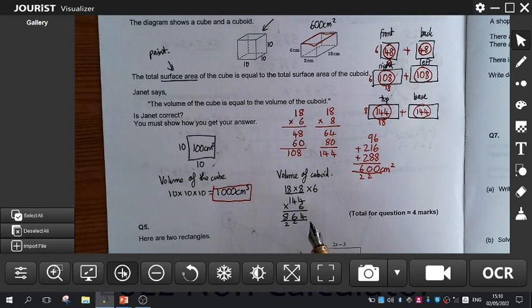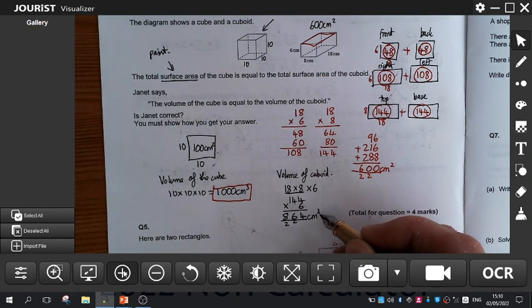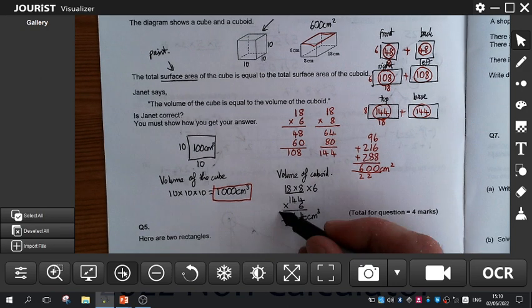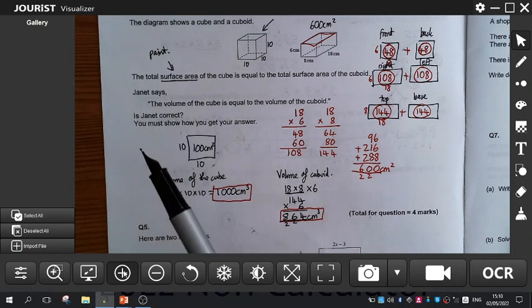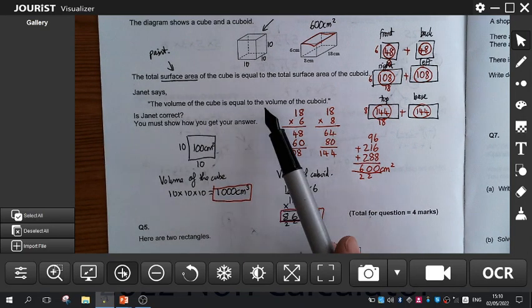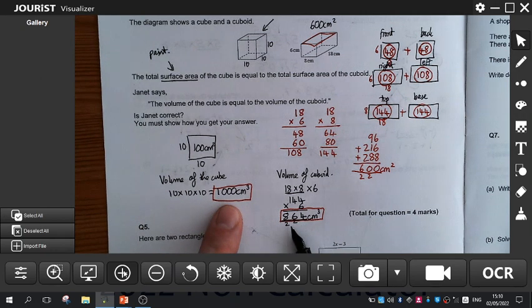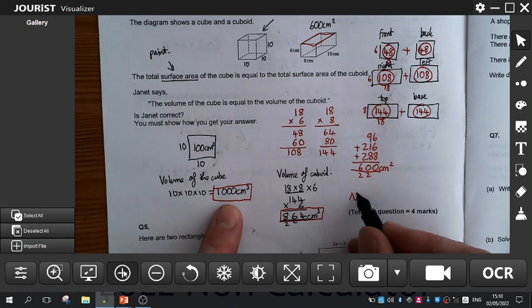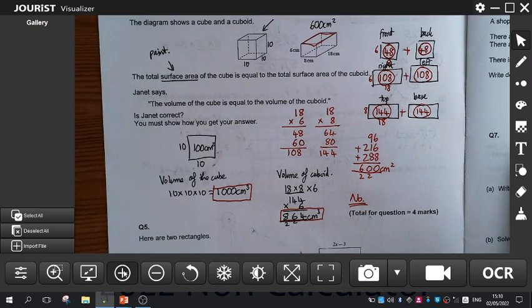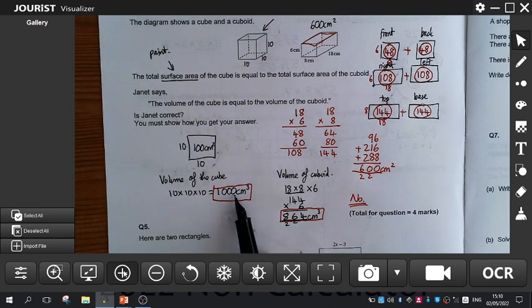864 centimetres cubed. Just to reread the question once more, Janet said the volume of the cube is equal to the volume of the cuboid. Is Janet correct? No. I would probably then write something along the lines of 1,000 centimetres cubed is not the same as 864 centimetres cubed.